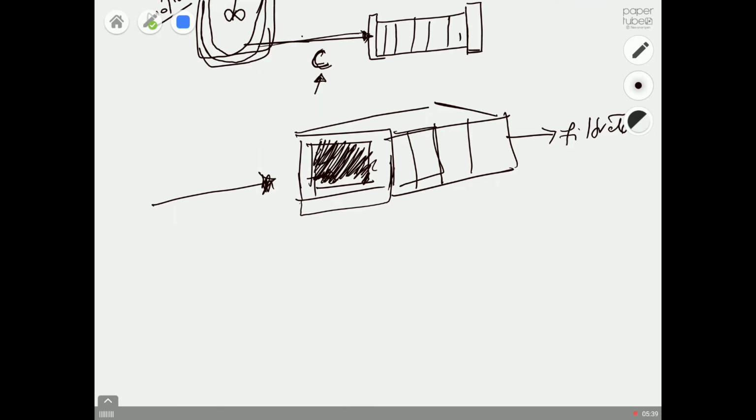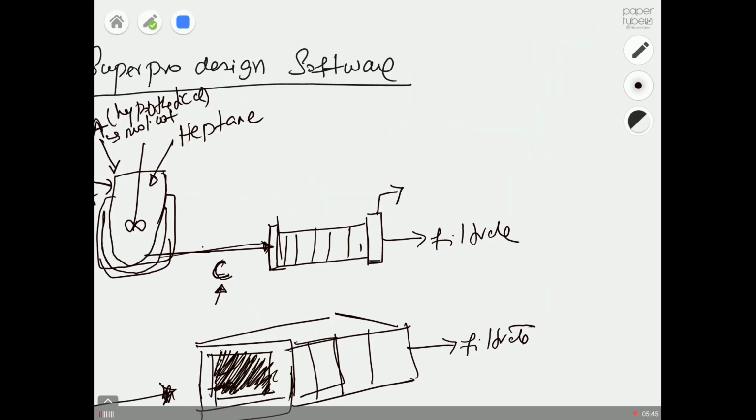So you will take some filtrate, and then we will also remove the filter cake which is deposited on the plate and frame filter. We will take the cake out, and then we will also try to wash the cake using some solvent. In this case we can use heptane again as the wash liquid. So we will clean the cake with some washing solvent, and then also take the wash liquid out.